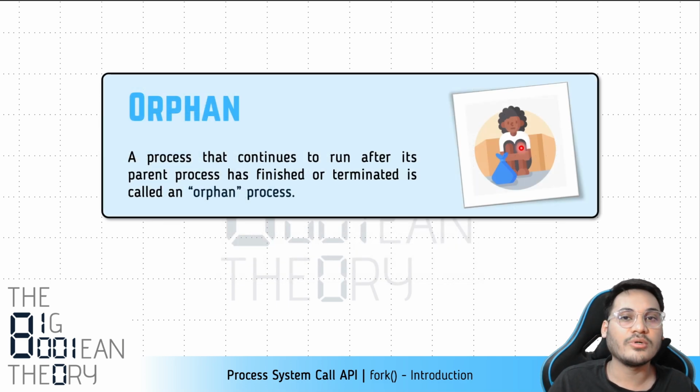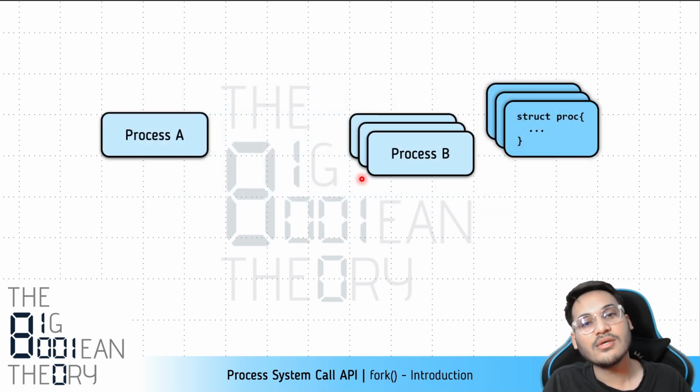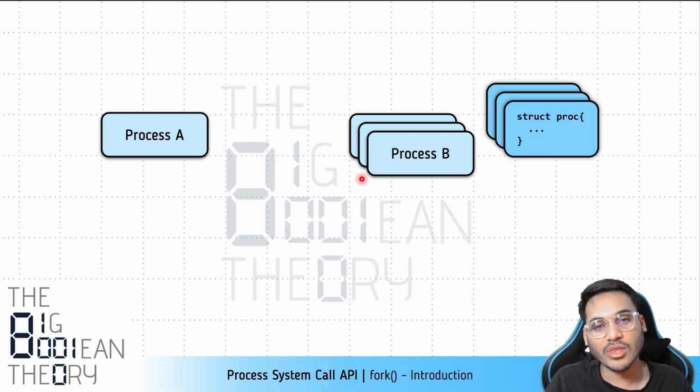And then we discussed the orphan process. What is an orphan process? A process that continues to run after its parent process has finished, right? That is called an orphan process. In the zombie process, the parent has not called wait and the child terminates. In the orphan process, the parent terminates before the child, right?